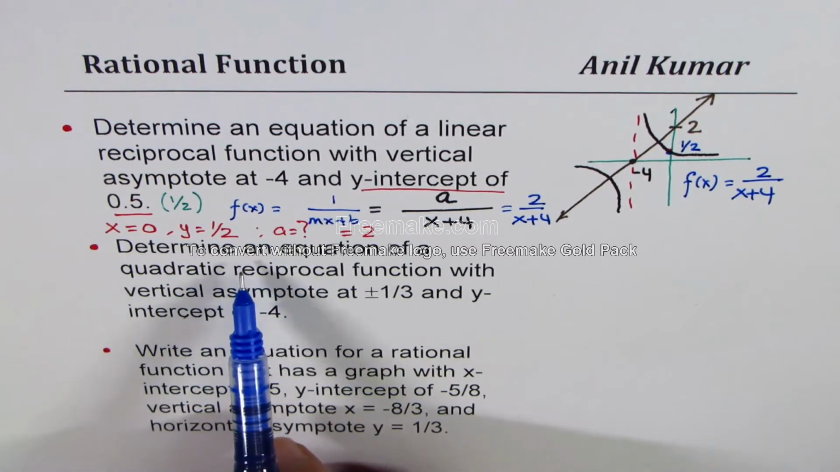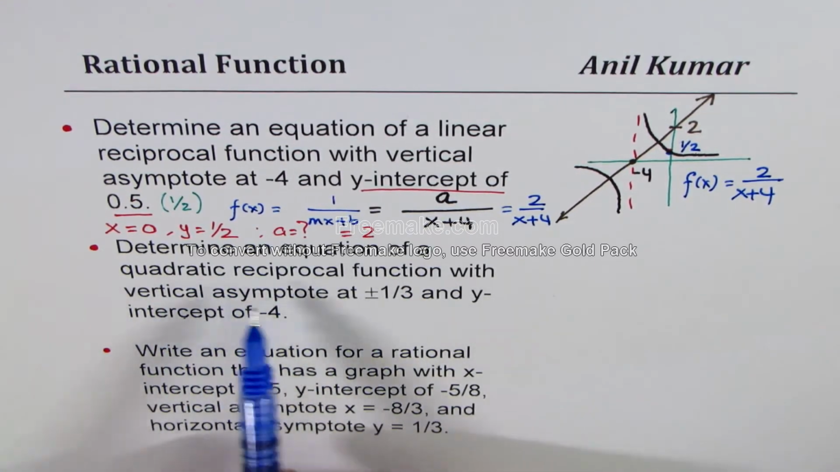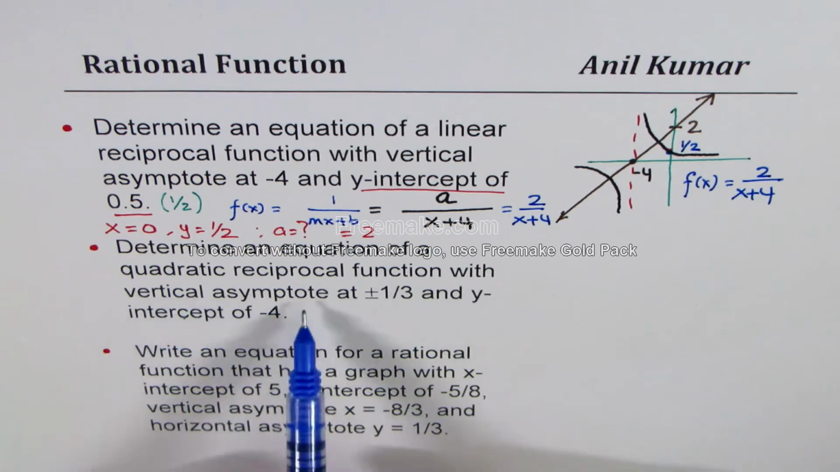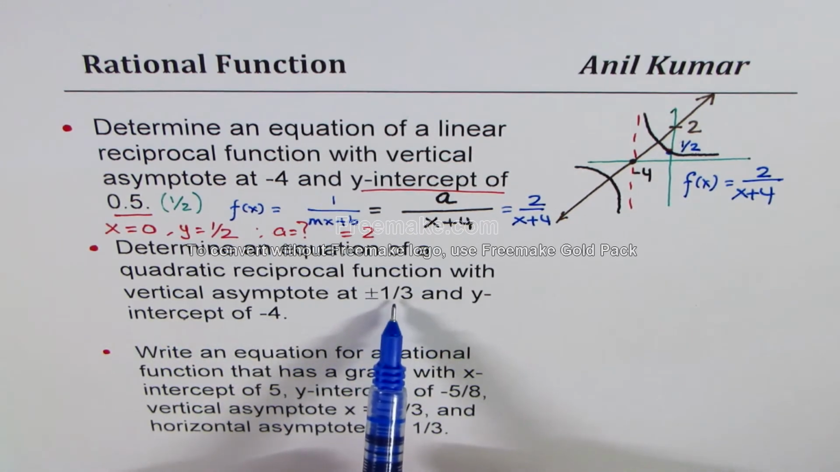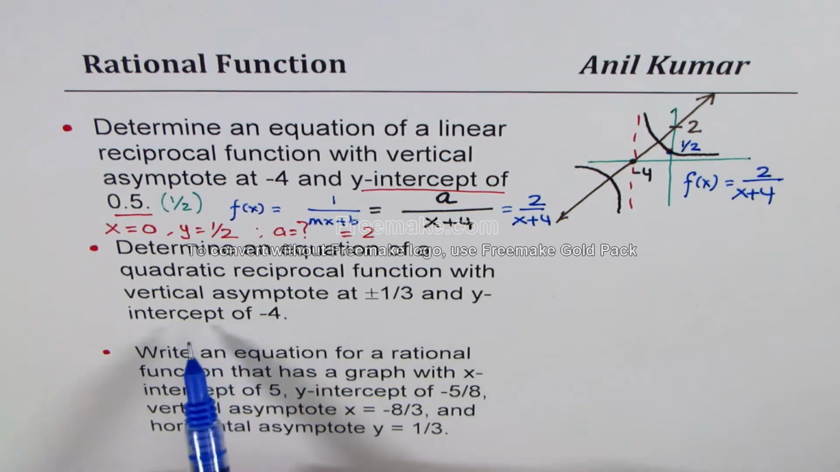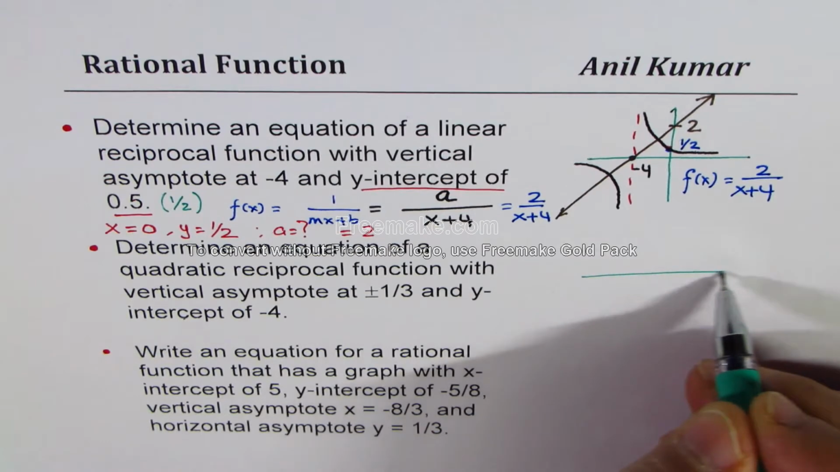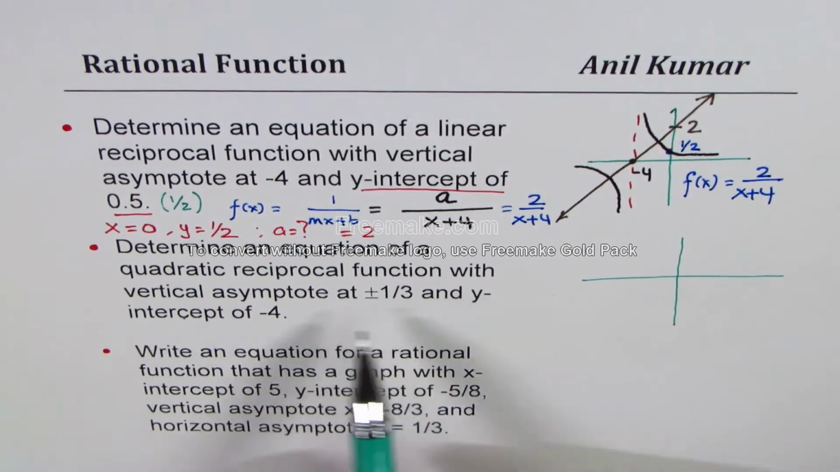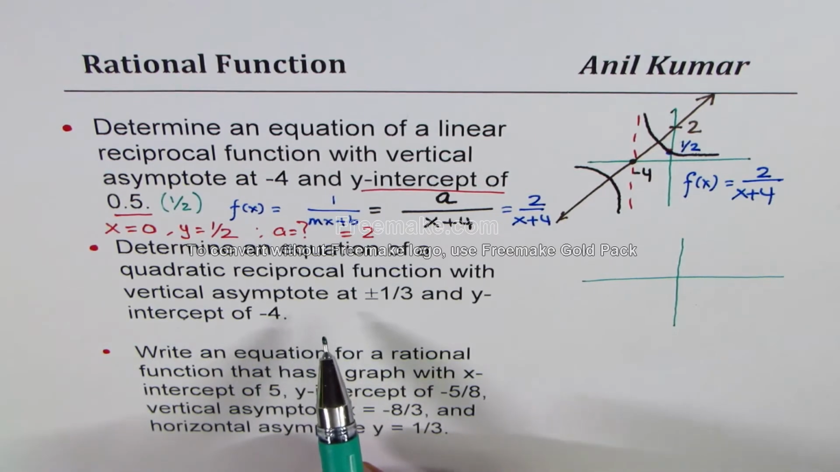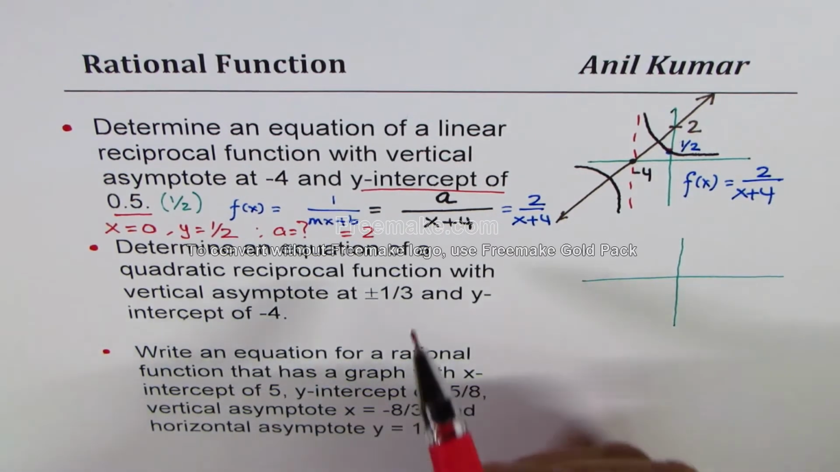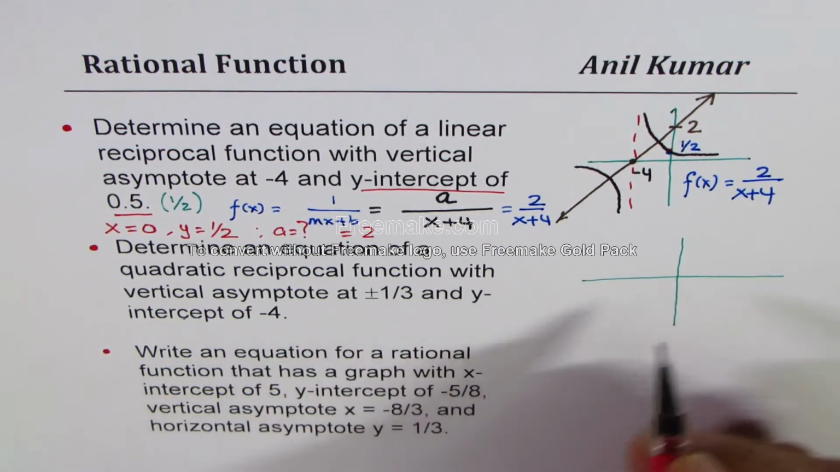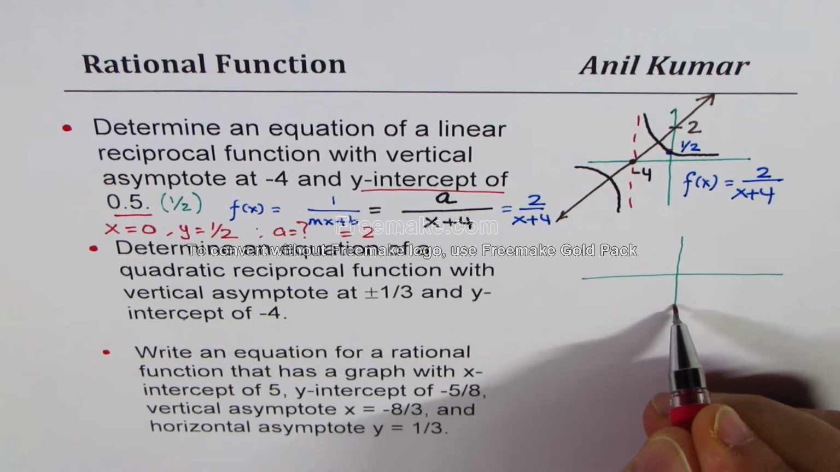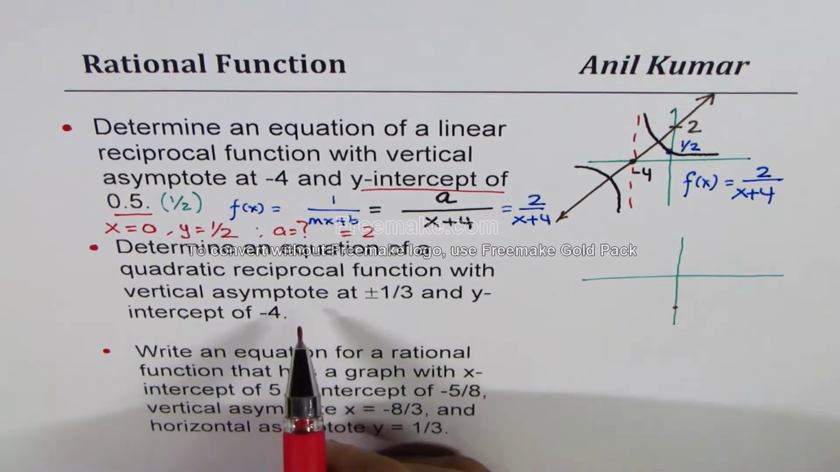It says determine an equation of a quadratic reciprocal function with vertical asymptotes at these points and y-intercept of -4, right? So let's look into this. We'll adopt a similar approach. I'll make a minor difference here. Now, the y-intercept is negative. That means what we are given here is y-intercept is negative 4. Somewhere here, let's say negative 4 is a y-intercept.